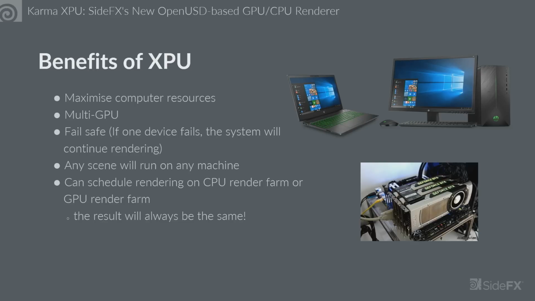So what are the benefits of XPU? Firstly, it makes use of all resources on the computer. It's multi-GPU. It's also fail-safe, meaning that if a device fails, for example, runs out of memory, the other devices automatically pick up the load and finish the frame. Another advantage is that any scene will run on any machine. So if a scene is authored on a high-spec machine, it can still be run on a lower-spec machine, even one without a GPU. Rendering can be scheduled on a CPU render farm or GPU render farm. The results will always be the same. This gives flexibility to wranglers in large studios.